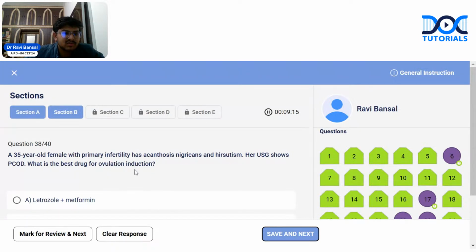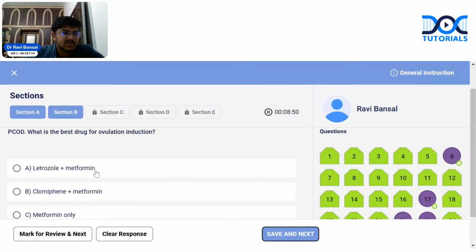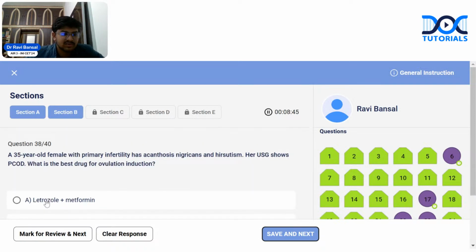What is the best drug for ovulation induction? A 35-year-old female with primary infertility has acanthosis nigricans and hirsutism. Infertility, AN plus hirsutism point towards PCOD, and USG shows PCOD. They have given the diagnosis. What is the best drug for ovulation induction? Letrozole is used off-label, but it is the best drug for ovulation induction in PCOS. The options are letrozole plus metformin, clomiphene plus metformin, metformin only, letrozole only. So they ask the best drug.